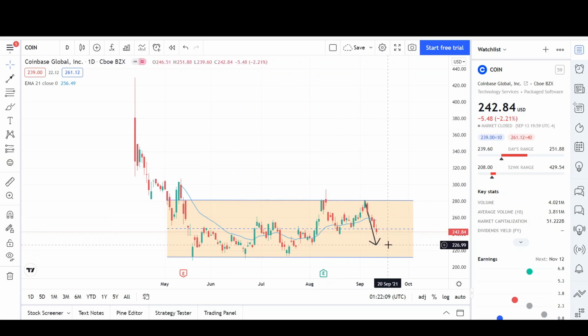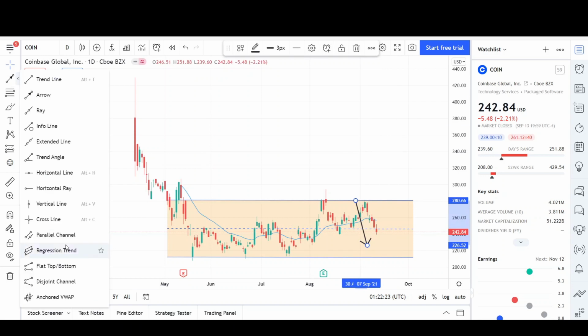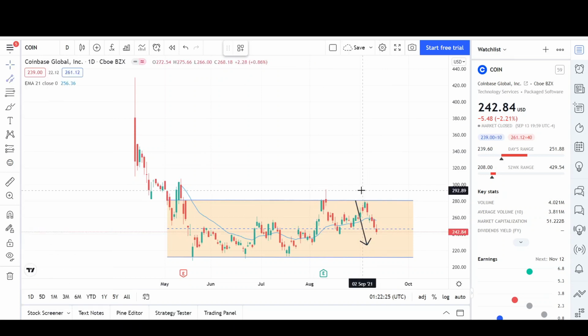So the target that I see Coinbase looking to reach is that 227 level. And if it reaches that and it exceeds it, the next stop is that 212 level right at the bottom of the range.